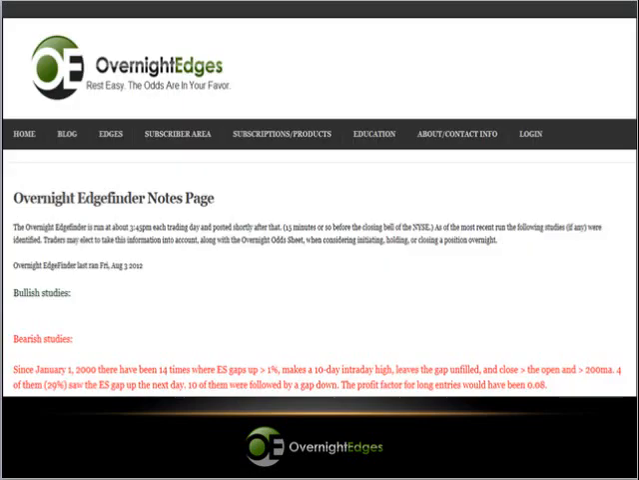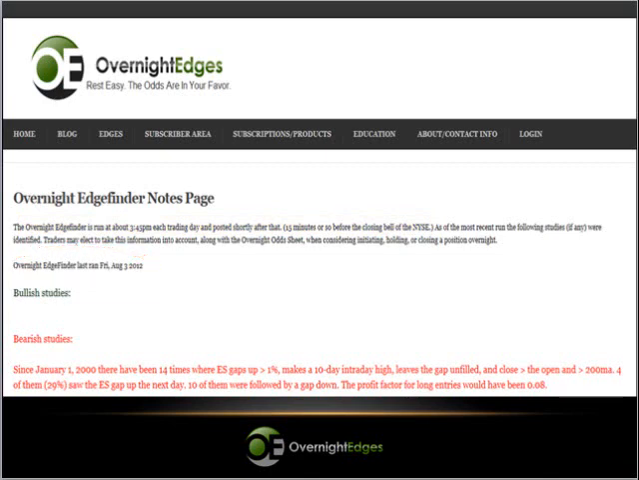So let's take a look at a recent EdgeFinder page to get an idea of the kind of information that may be found there. Here's a screenshot of the Overnight EdgeFinder Notes page from August 3rd, 2012. As I mentioned at the top of this page, the EdgeFinder is run at about 3:45 each day. When logging onto the page, you can see if it's already been posted for that day by noting the date of the last run, which can be found right here.